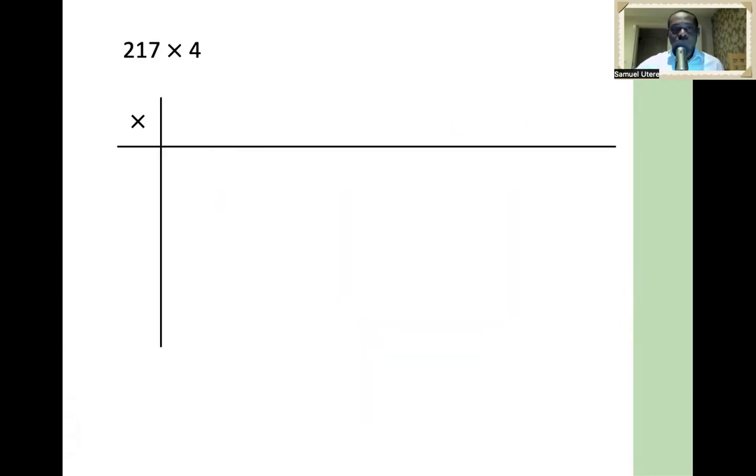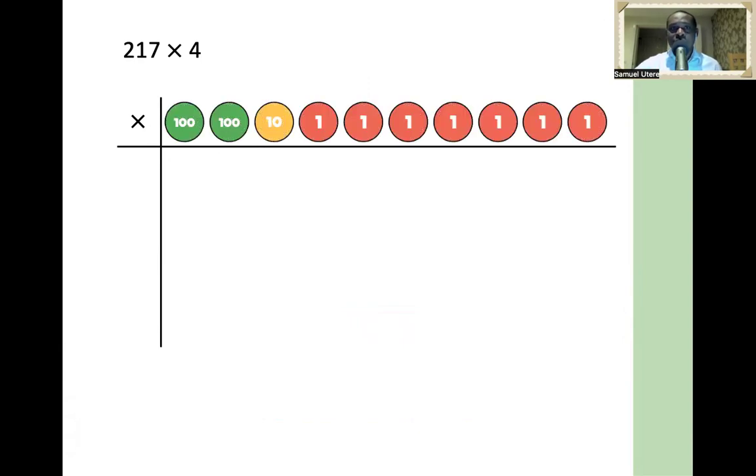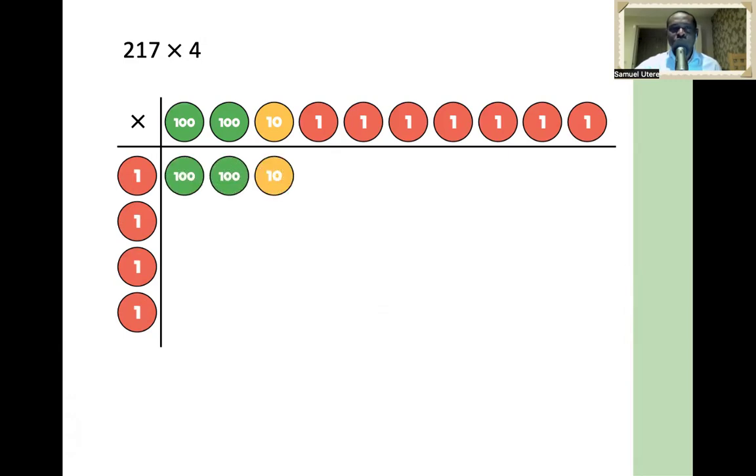What about this one? We can also use counters to do our multiplication. Well, this is a long way of doing it, but it's to help you understand what's going on. So for example, 217 times 4, we can write our counters out. So we have 200s, we have 10, and we have 7 ones, times 4. This is to help you understand what's really going on. So 1 times 100 is 100, 1 times 100 is 100, 1 times 10. Anything you multiply by 1 is that same thing.